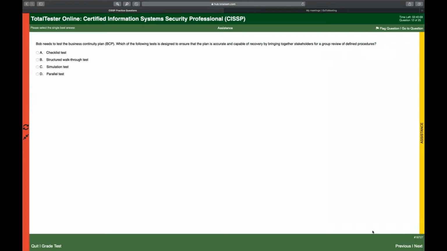Number 12, Bob needs to test the business continuity plan. Which of the following tests is designed to ensure that the plan is accurate and capable of recovery by bringing together stakeholders for a group review of defined procedures? Ready. All right, go for it. I'm going with Bravo. Yeah, B. I agree. Structured walkthrough.